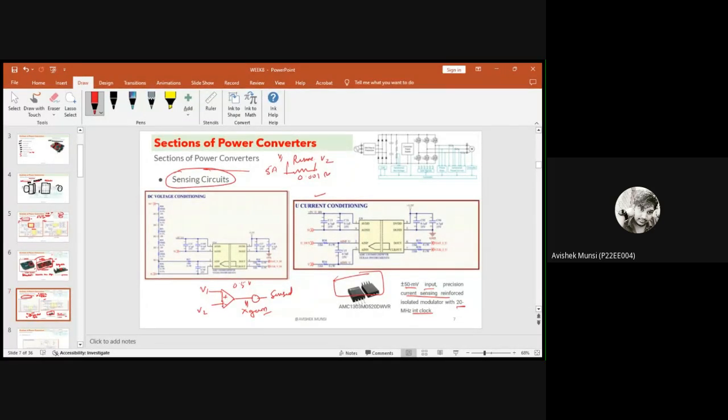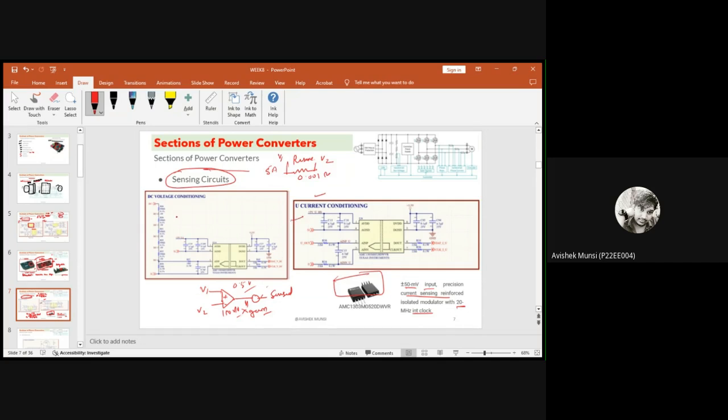0.005. So suppose it has a 100 volt per volt gain, so you will get a 0.5 volt output at this. After which you should use some kind of interfacing circuits for properly maintaining its gain and all. So these are the functions of the current conditioning circuit.